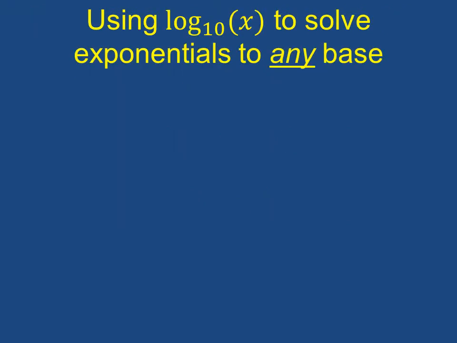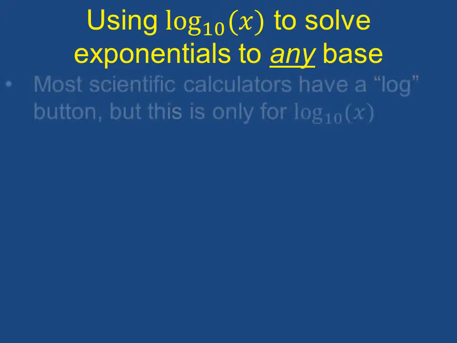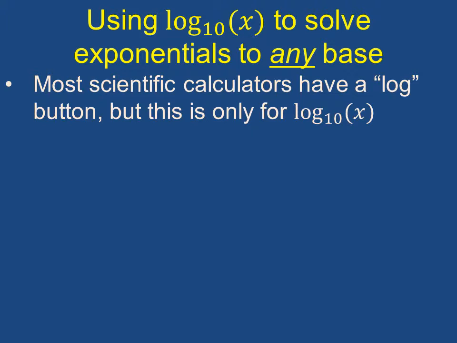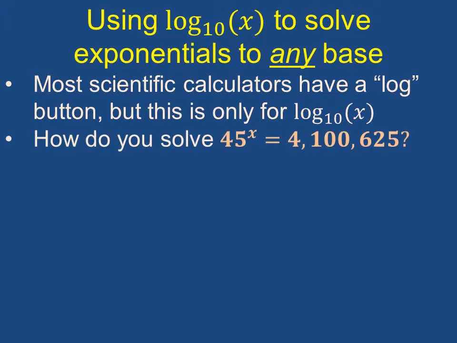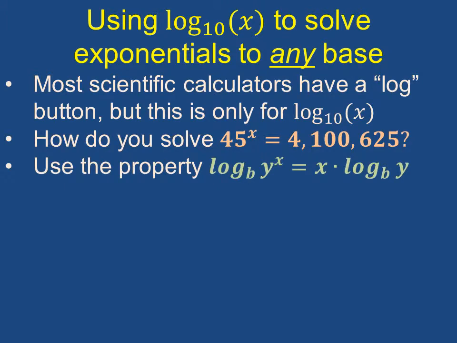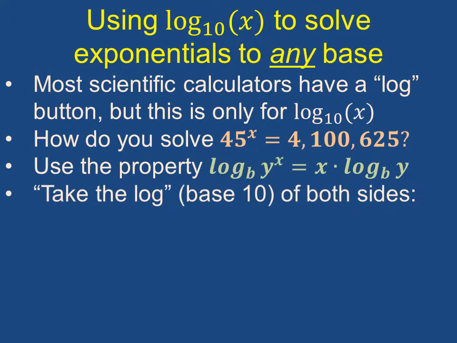We can use this last example to help us solve exponentials to any base by using just log 10. Most scientific calculators have a log button, but it's only for log to the base 10. So how could you solve something like 45 to the x equals 4,100,625? We're going to use the property that log to the base b of y to the x equals x times log to the base b of y. We'll take the log to the base 10 of both sides, giving us log of 45 to the x equals log of the 4 million number.